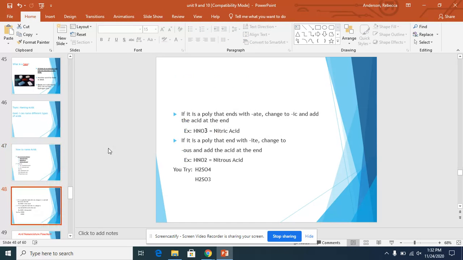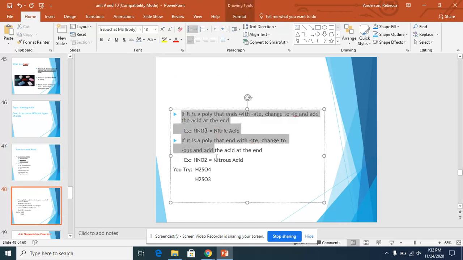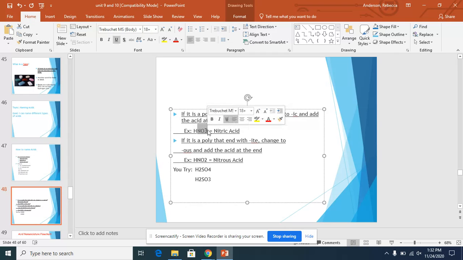Okay, now if it's a poly, it gets a little tricky. You do need to write this down in your notes. So if it's a poly that ends with ate, change the ate to ic and add acid at the end. So here you have HNO3. We look at our poly sheet, we know NO3 is nitrate. It ends in ate. So one way I remember this, if you ate something and it made you sick, ate ic. So it would be nitric acid.